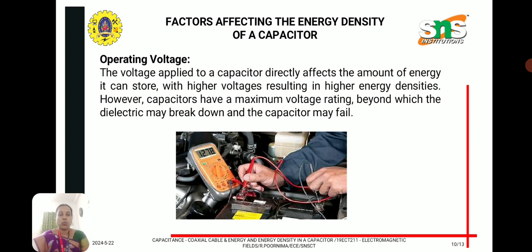Next is the operating voltage. The voltage applied to a capacitor directly affects the amount of energy it can store, with higher voltages resulting in higher energy density. However, the capacitor has a maximum voltage rating, beyond which the dielectric may break down and the capacitor may fail.